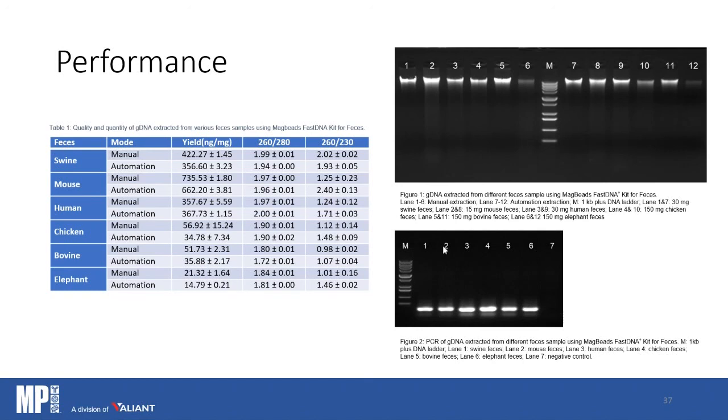In terms of purity, all feces DNA has A260/280 near to 1.8 and A260/230 larger than 1, and this indicates high purity. Figure 1 shows that the extracted DNA is high in quality by showing intact band, no smearing, and no RNA contaminations. Figure 2 shows that the extracted DNA is ready for downstream application for 16S rRNA PCR.